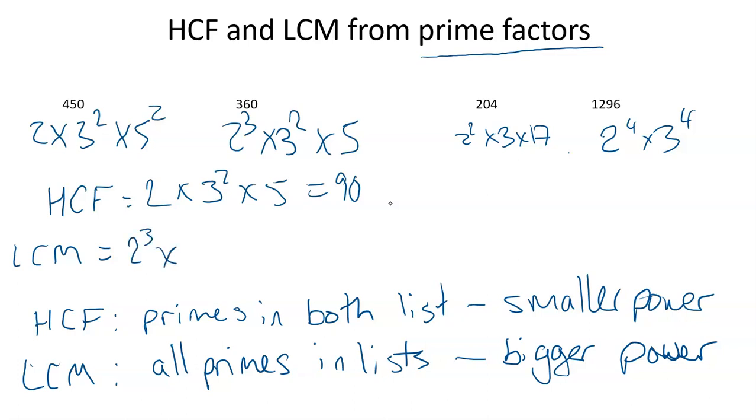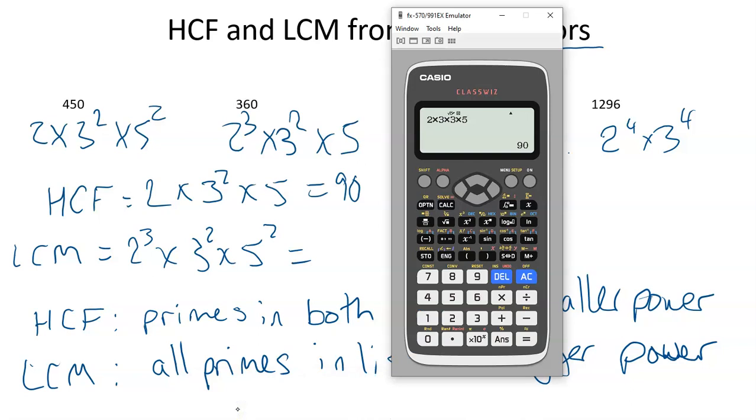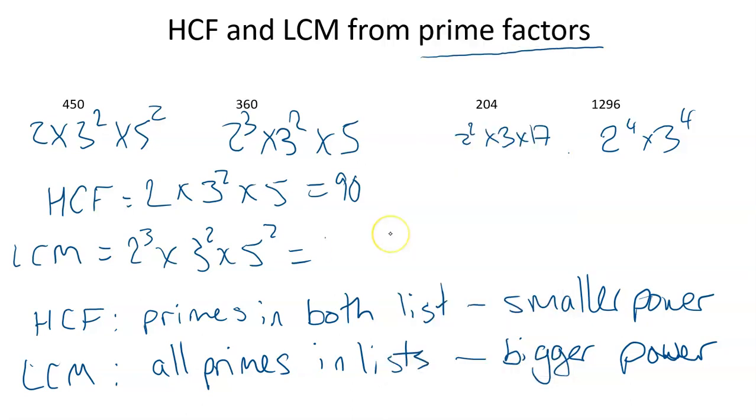Thank you very much. The 3 squared and the 3 squared, well, they're the same, so it doesn't really matter. And the 5 squared and the 5 squared is the bigger power, so I'll take that one, thank you. And then reach my calculator to tell me what this number is. What is 2 to the power of 3 times 3 squared times 5 squared? And the answer is 1800. 1800 is the lowest common multiple.